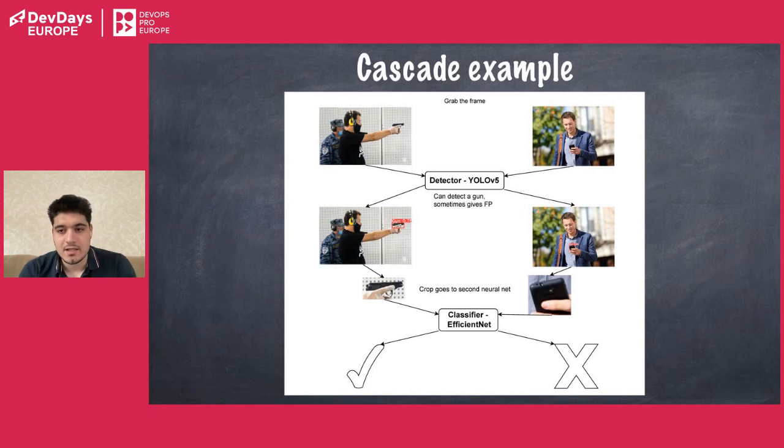Basically, the classifier's task is to validate whether the object chosen by the detector is a gun or not. The classifier should be trained on the crops from the detector, obviously, but it should have several classes, not only a gun, but some other objects which are often detected as a gun. For example, cell phone, umbrella, and some other things.